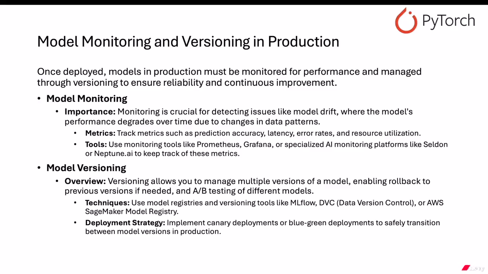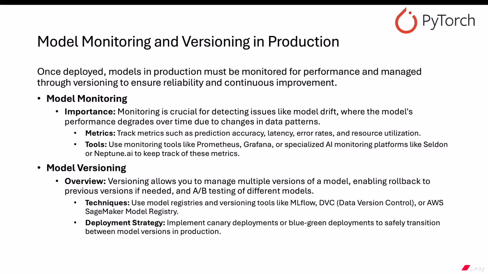Metrics: track metrics such as prediction accuracy, latency, error rates, and resource utilization. Tools: use monitoring tools like Prometheus, Grafana, or specialized AI monitoring platforms like Seldon or Neptune.ai to keep track of these metrics. Model versioning. Versioning allows you to manage multiple versions of a model, enabling rollback to previous versions if needed, and A/B testing of different models.